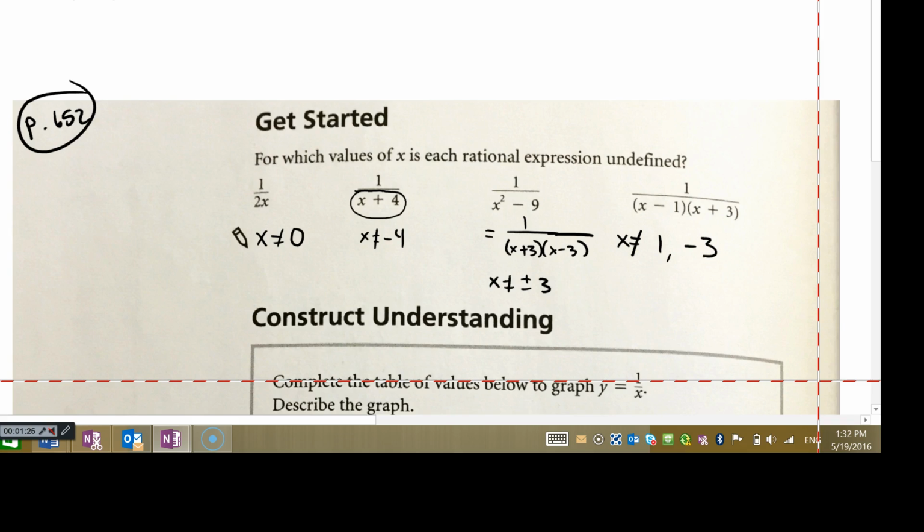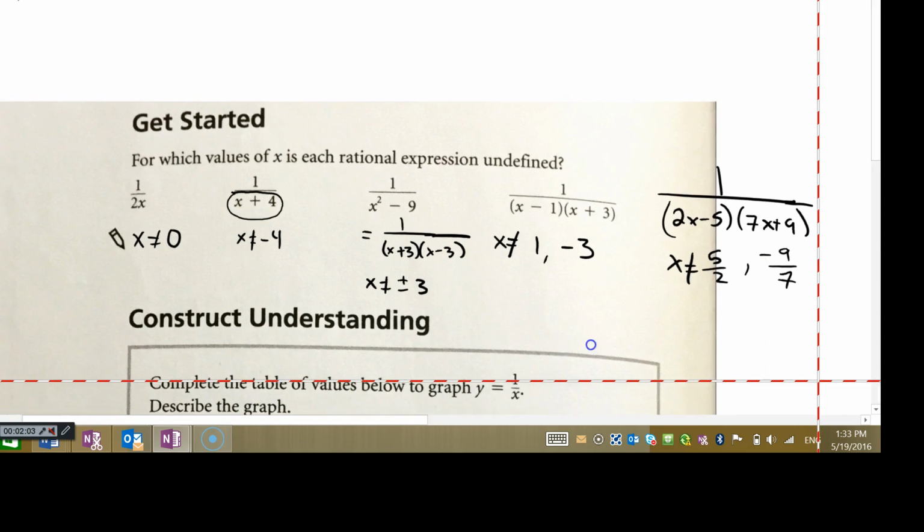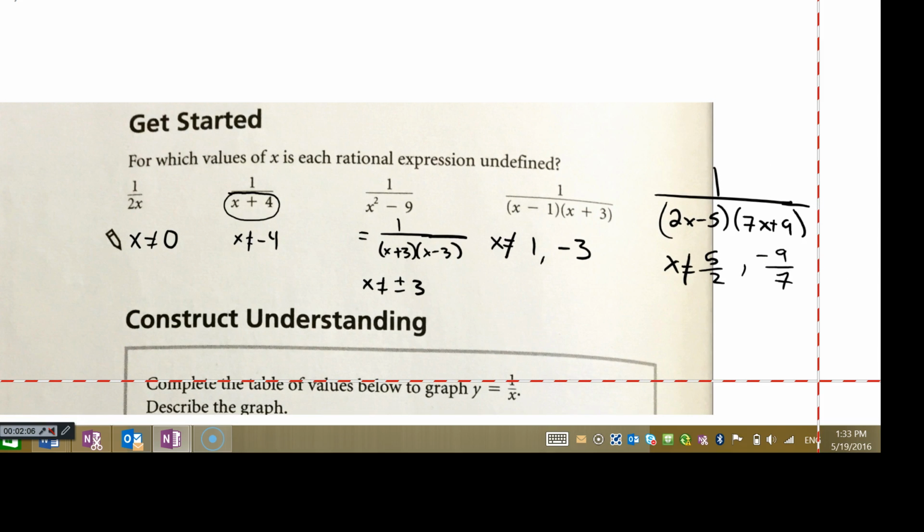Now if I were writing this textbook, I would go one step further. In fact, why don't I just do it? 1 over 2x minus 5, 7x plus 9. x cannot equal what? x cannot equal, when we consider this one, 5 over 2. And x cannot equal negative 9 over 7. Because if we put either one of these values into the denominators, that will bring the denominator to 0. Now, when we're talking about reciprocal functions, values of 0 in the denominator are very, very special.